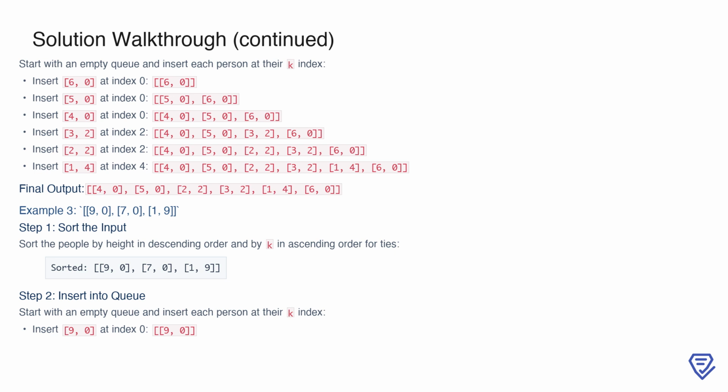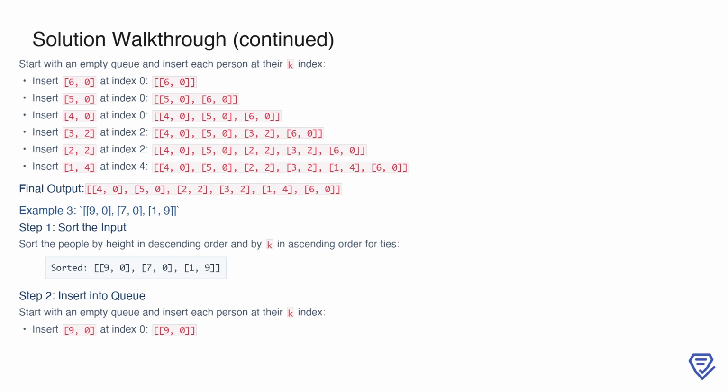We start inserting people into the queue. First, 6 0 is placed at index 0, giving us 6 0. Next, 5 0 is inserted at index 0, pushing 6 0 to the right, resulting in 5 0, 6 0. Then, 4 0 is inserted at index 0, shifting the other elements to the right, and the queue becomes 4 0, 5 0, 6 0.